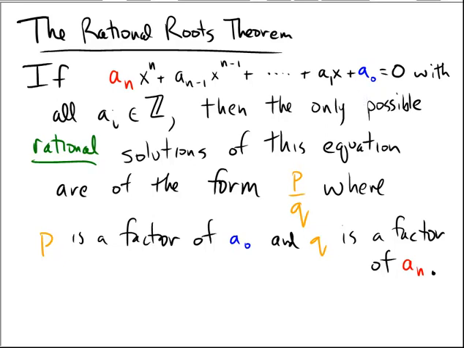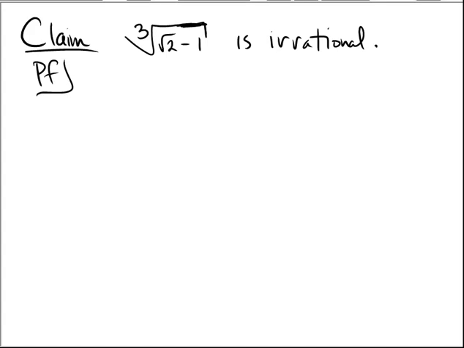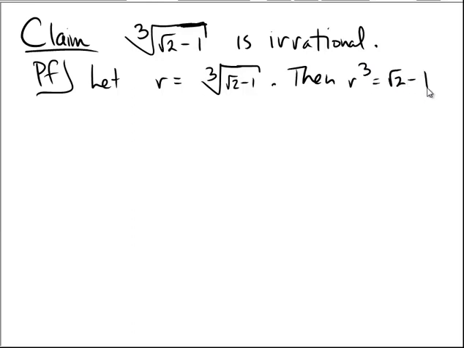Okay. Then, if we wish to show that the cube root of the square root of 2 minus 1 happens to be irrational, we could start this proof by saying let r equal the cube root of radical 2 minus 1. Then cube both sides. r cubed is equal to radical 2 minus 1. Then add 1 to both sides. So then we'd get that r cubed plus 1 is equal to the square root of 2.